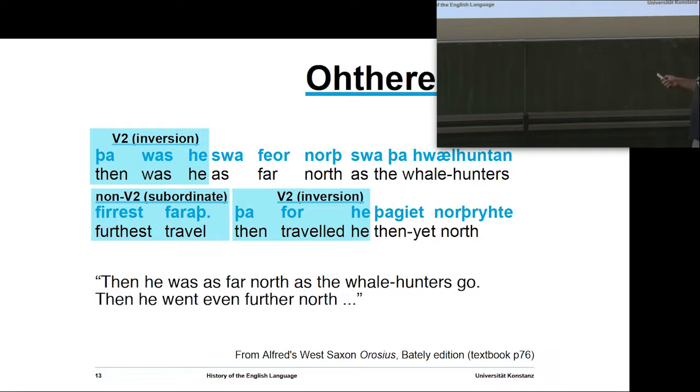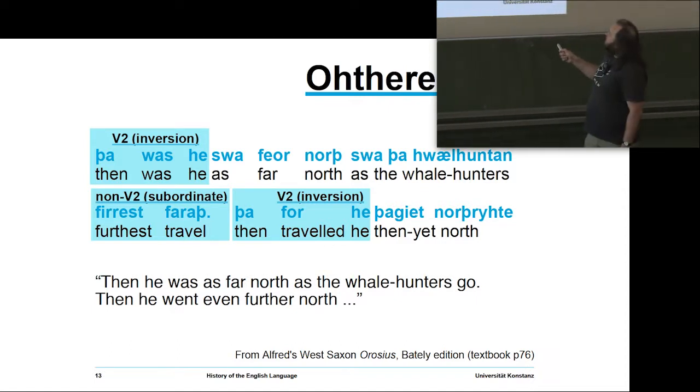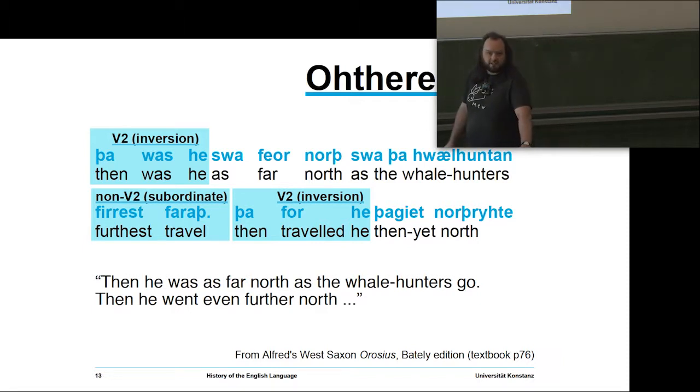Down here you've got a non-verb second clause. It starts here, as far north as the whale hunters furthest go. And the verb is right at the end, farath. Farath, this is from the verb fahren, which is cognate with modern German fahren, another verb that is lost in the history of English. Or at least not lost entirely.